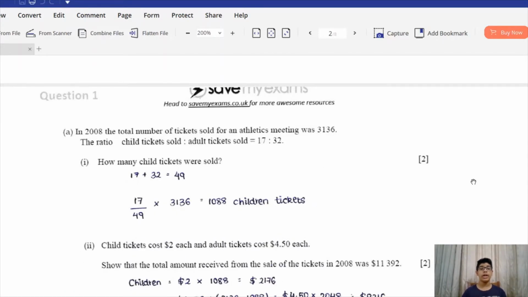Question 1, part A. In 2008, the total number of tickets sold for an athletics meeting was 3,136. The ratio child tickets sold to adult tickets sold is 17:32. Roman 1. How many child tickets were sold?